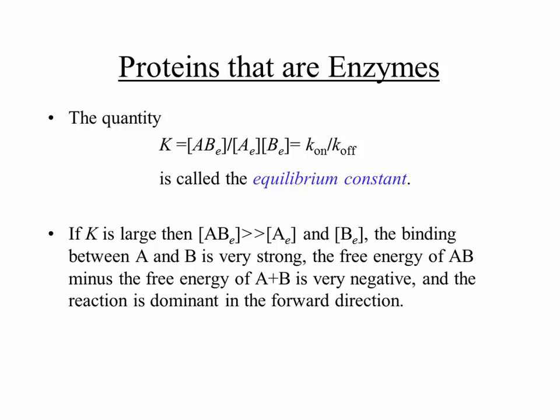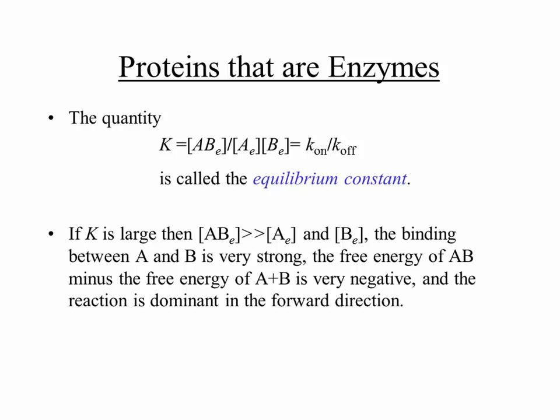So for a particular chemical reaction, if K is large, if the equilibrium constant is large, then this equation tells you that the equilibrium concentration of the product AB will be much larger than the equilibrium concentration of the reactants A and B. Which means that the reaction will have a strong tendency to proceed in the forward direction, A plus B to AB. And this relates to free energy. That means the reaction is happening with a decrease in free energy.